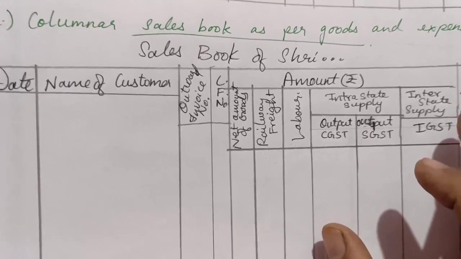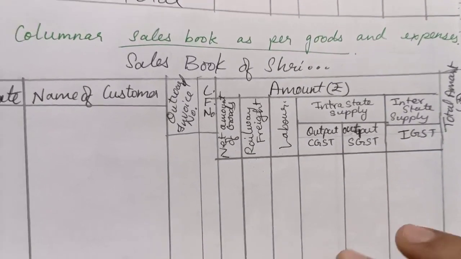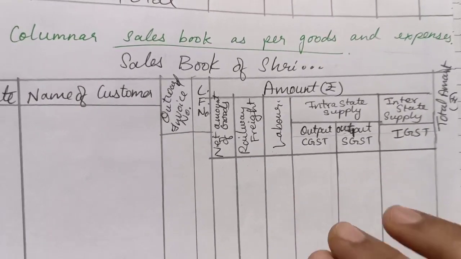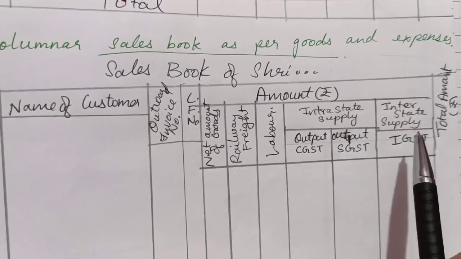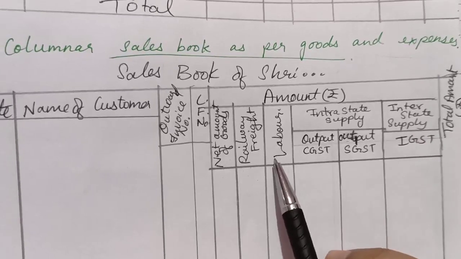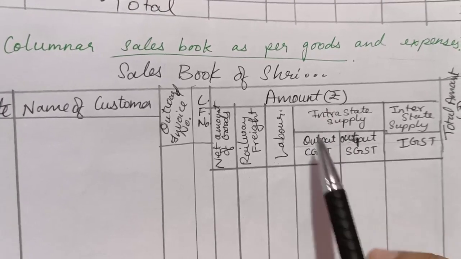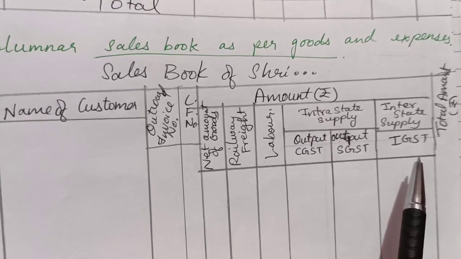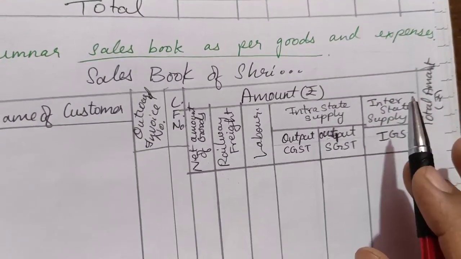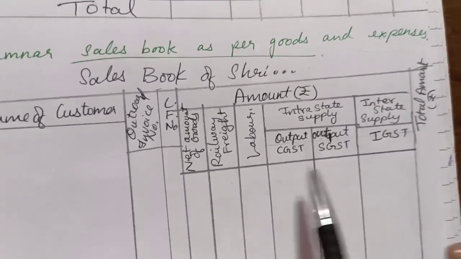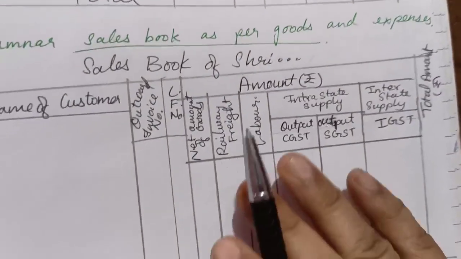Then if there is GST, then the GST is of two types. One is intrastate, that is inside the state, from Gujarat, inside Gujarat from Ahmedabad to Rajkot or something. The interstate supply means from Gujarat to Maharashtra or Rajasthan, that type. So the output CGST and output SGST will be applicable on the intrastate, inside of the state, and IGST will be applicable on the interstate, from Gujarat to Maharashtra type of sales. Then the total of all these amounts will be written over here in the total amount column.